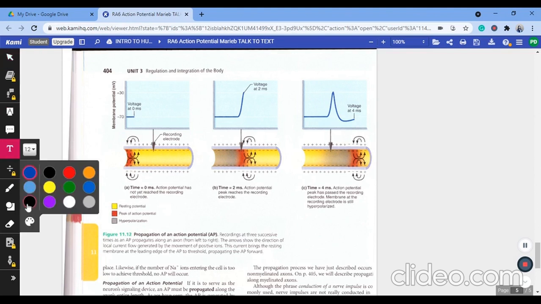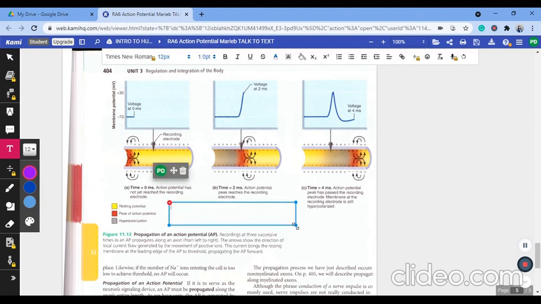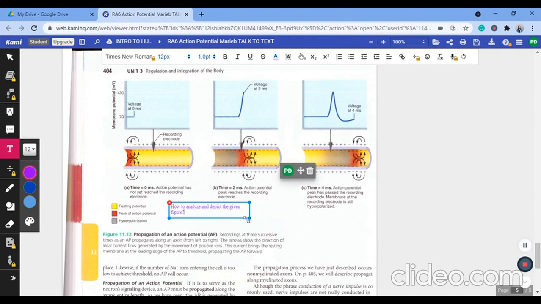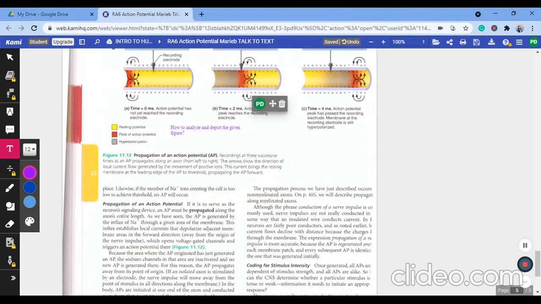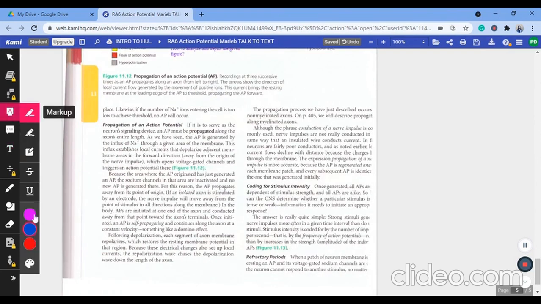So, I'm actually pretty confused about how to analyze and depict the given figure. I might have to look it up, but the kind of graphs I'm seeing here are pretty confusing, and I might have to look for an explanation for that.